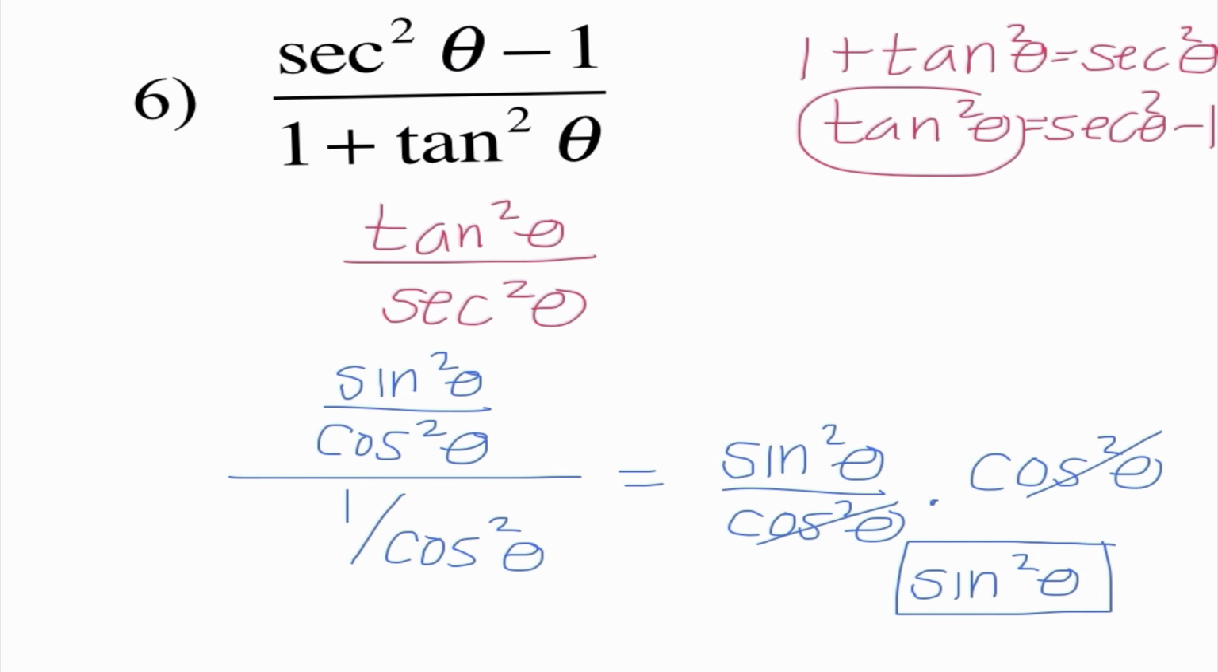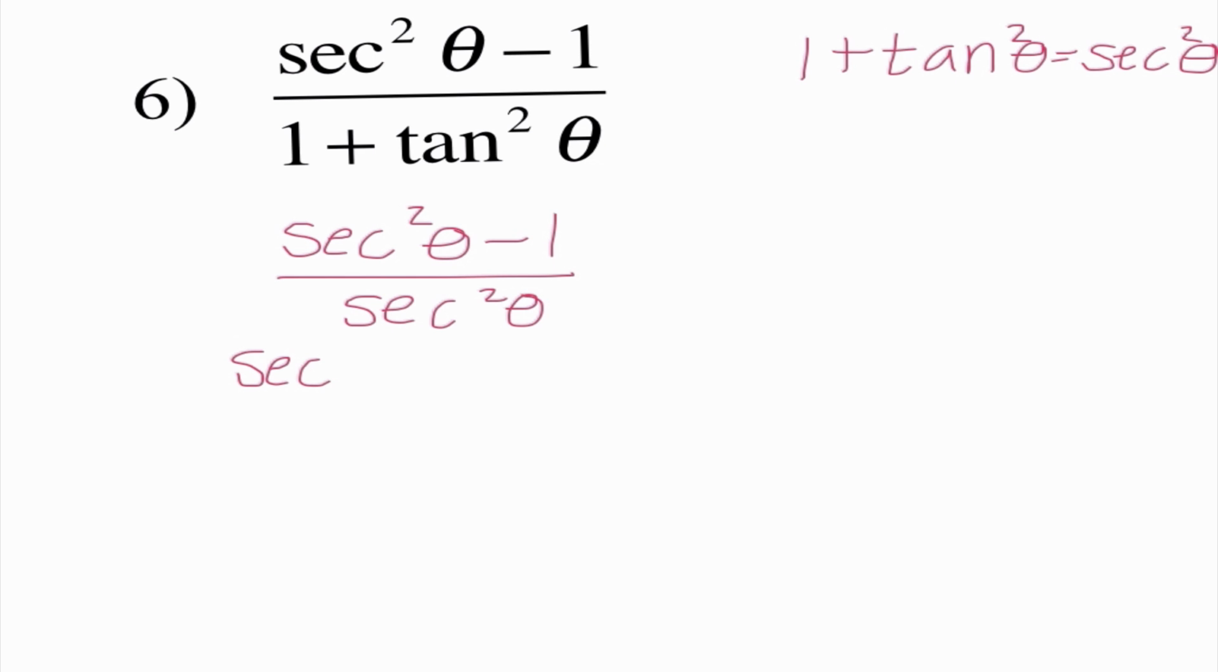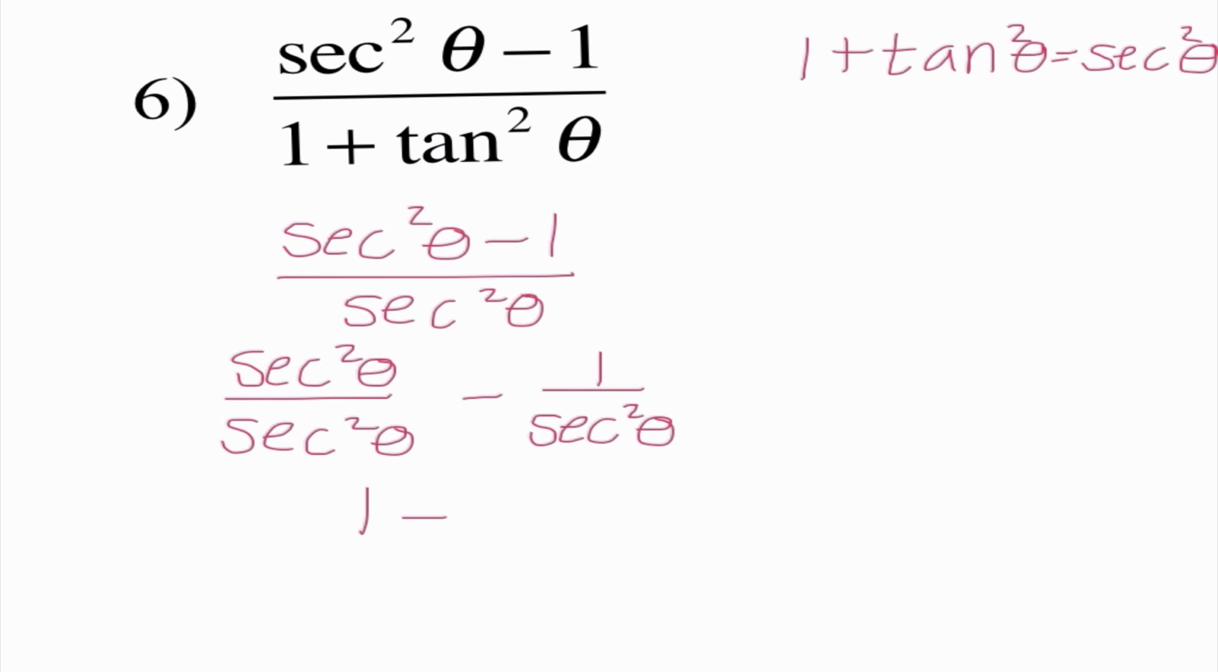Now, once again, I think this is probably the easiest way to go about doing it, but I'm going to show you a second method we could use also. Let's say that you only recognize that 1 plus tan squared was a Pythagorean identity. So that would make this secant squared minus 1 over secant squared. I know that I can go ahead and split this up, since I have a monomial in my denominator, as secant squared divided by secant squared minus 1 over secant squared. So I end up getting 1 minus cosine squared.